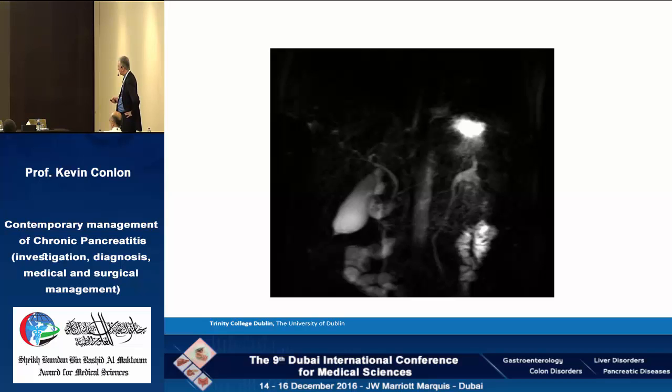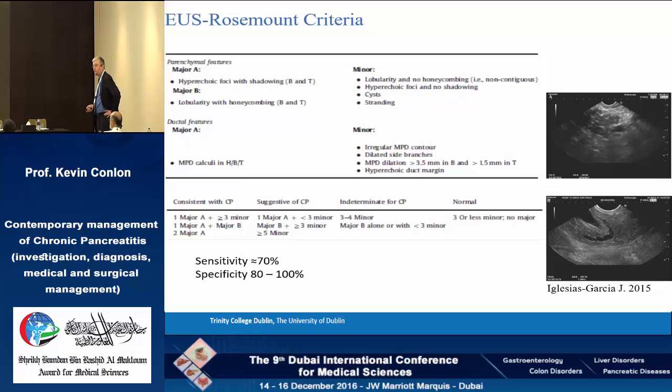Now, we use endoscopic ultrasound very commonly, and we get our gastroenterologists to apply the Rosemont criteria. For the medical student in the audience, this is a test that everybody uses, and it's very subjective. It has a sensitivity of around 70%. It is quite specific. The Rosemont criteria break it down into four categories: consistent with chronic pancreatitis, suggestive of chronic pancreatitis, indeterminate for chronic pancreatitis, and normal. It has major and minor features.